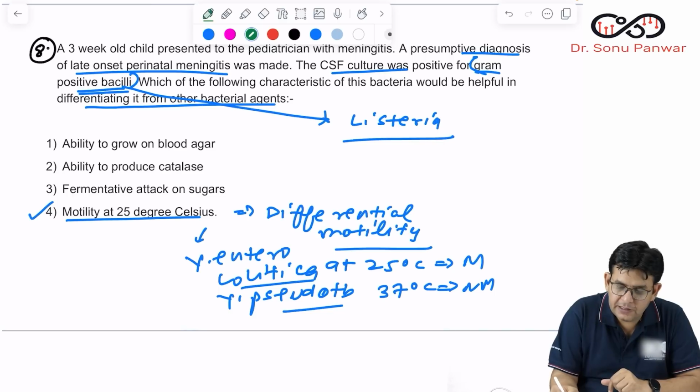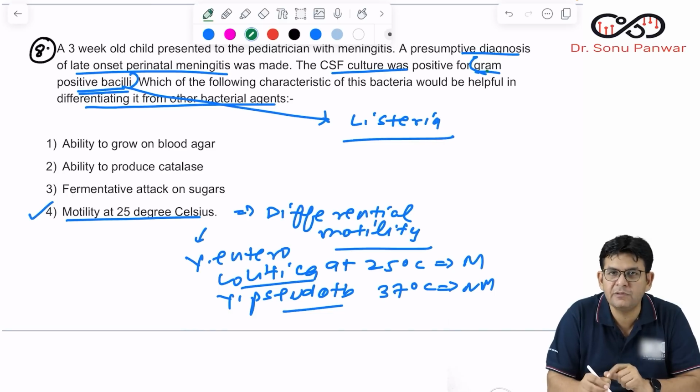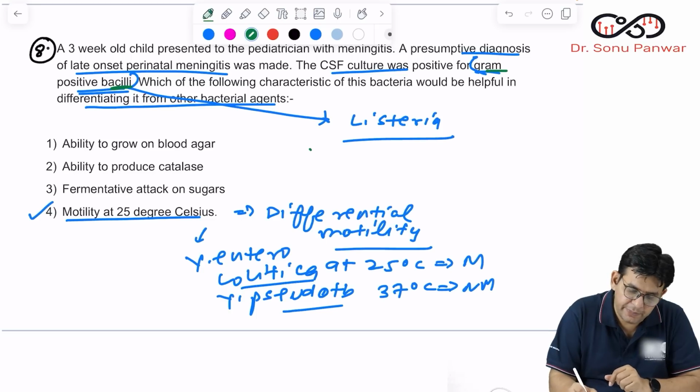But if instead of gram-positive bacilli, it is written as cocci, then what, guys? Gram-positive cocci, then there might be a fight between GBS and Listeria, because sometimes Listeria looks like a cocci only.